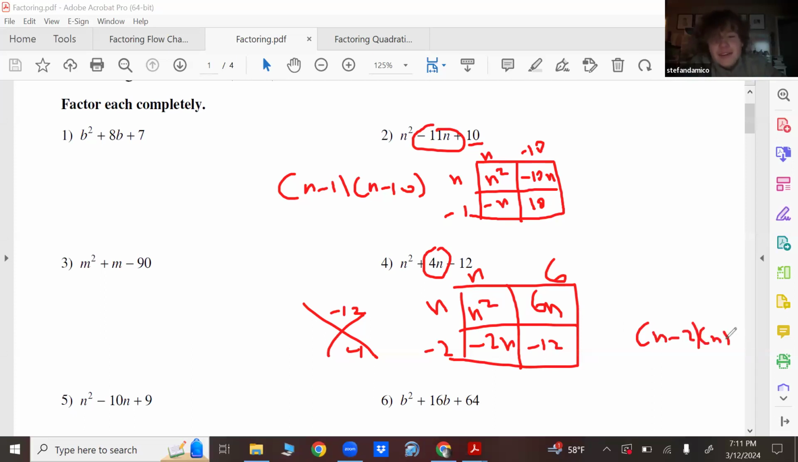It's kind of like I use this in biology. Yeah, with genetics. Punnett squares, yeah.